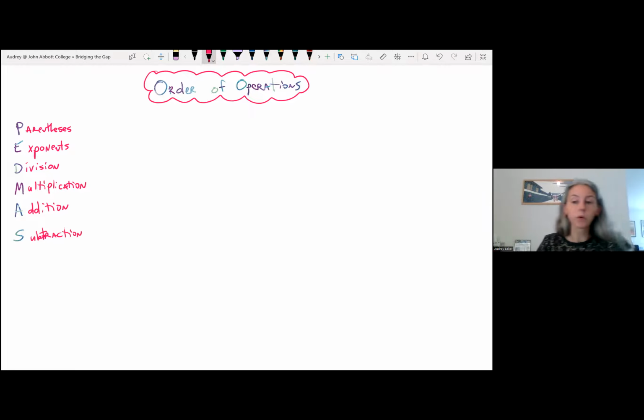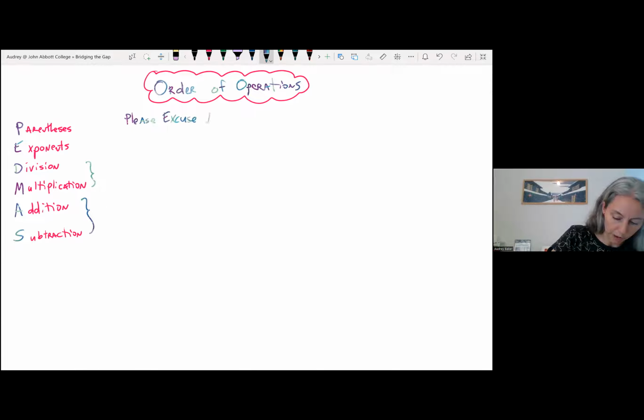Now, this gives us the order in which we should do things, but it's important to know that the order of multiplication and division doesn't actually matter, and the order of addition and subtraction also doesn't actually matter. So I can flip those two things around, and that would be totally fine. In other words, I can do multiplication before division, or I can do subtraction before addition. So as we said, a good way to remember this is, please excuse my dear Aunt Sally.